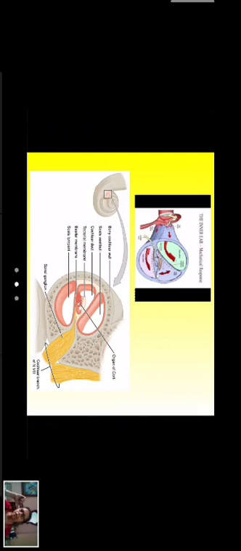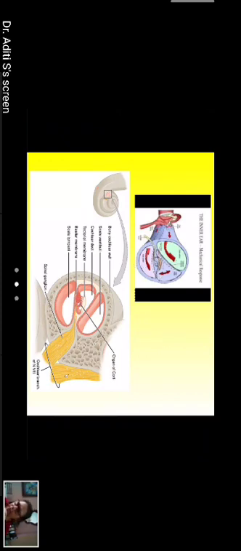Now at the end of the coil, at the apex of the coil, if you uncoil this, at the end the scala vestibuli is connected to the scala tympani with a very small opening. This is called the helicotrema. Through this opening the perilymph flows between these two chambers.